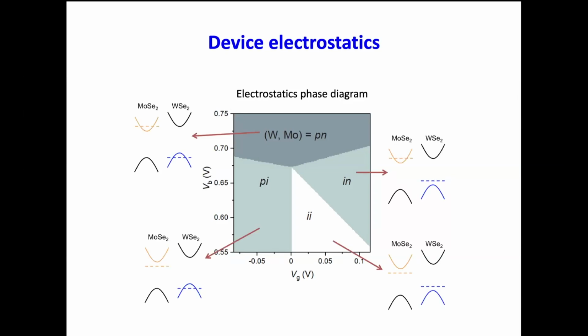The II region just says that both the electron and hole chemical potential are inside the gap. Both are in the intrinsic region. So this is a pretty boring region. And IN means that only the N layer is doped with electrons. PI means that only the P layer is doped with holes. And the interesting part is this PN region here. The electron layer is doped with electrons and the hole layer is doped with holes simultaneously in this region.